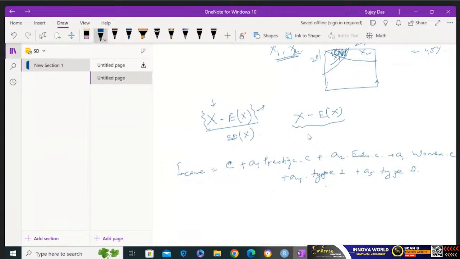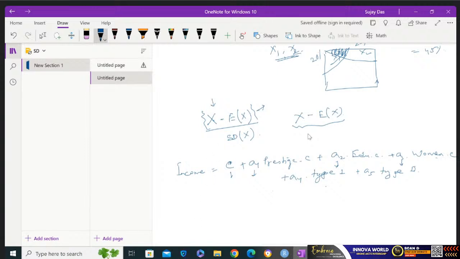So what we are getting after doing linear regression analysis is the estimates of these coefficients. If we know the estimates of these coefficients, now we can write the model: income equal to say 50 plus 14 times something, and whatever the values are, we'll be writing those in place of c, a1, a2, and so on.